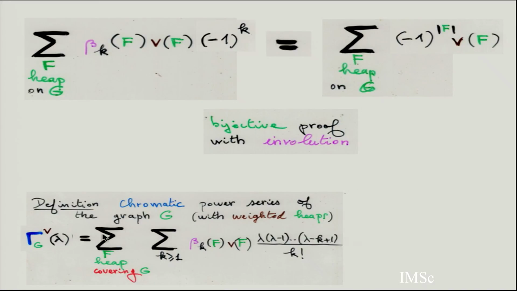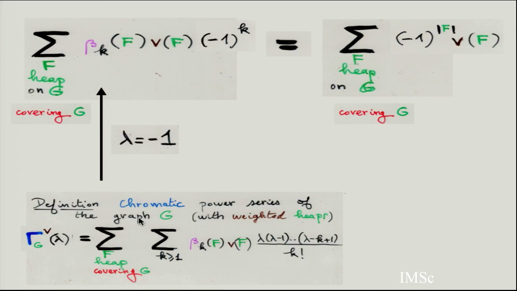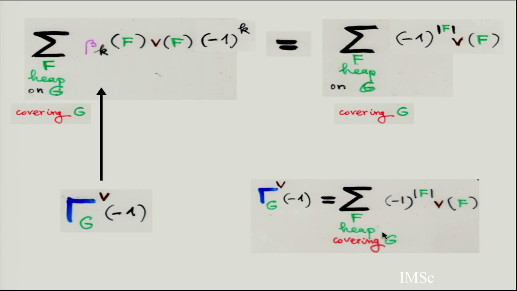And so I get that for lambda equal -1, this value of the power series is going to be the sum over all this same summation, but now the Heaps is covering J. This is the definition of chromatic power series. I have to cover the graph. Every vertex must be colored by a color. I will get a multi-coloring.